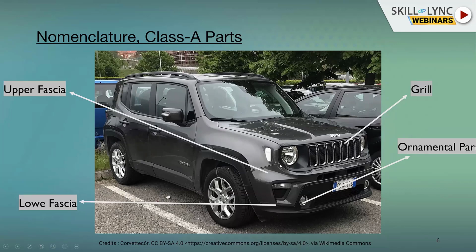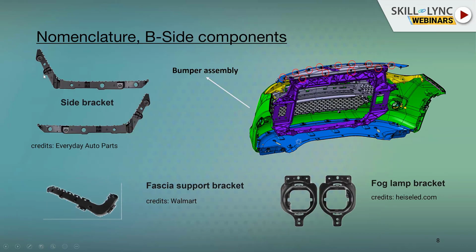So in some cases, it's a straight cut line, or in some cases, it's an L-shaped cut line, sometimes called a hockey stick. Depending upon the shape and size of the cut line, the shape and size of the bracket varies. Additionally, we have fog lamp brackets, which help in mounting the lighting system of the car and supporting the desired angle of projection.